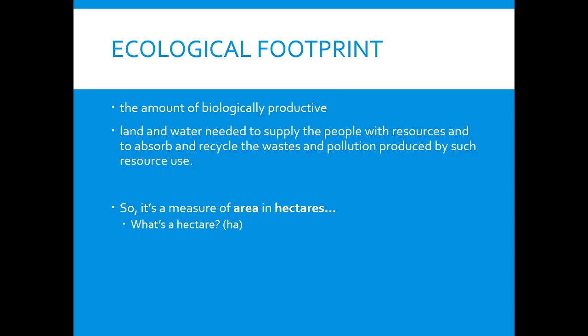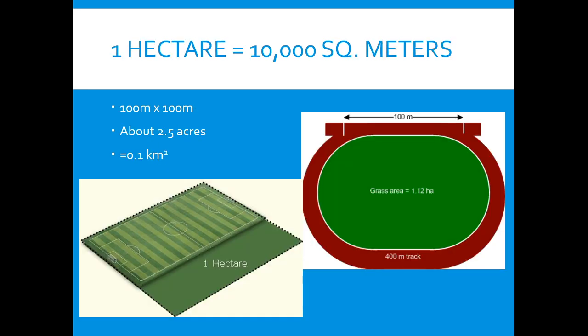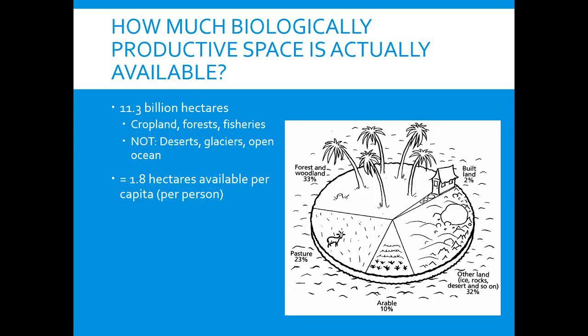You might not know what a hectare is, so let's talk about that. A hectare is 10,000 square meters. So 100 by 100 meters, or 2.5 acres, or a tenth of a square kilometer. You can imagine if you had a 400 meter track, the area inside of that would be just slightly bigger than 1 hectare. A soccer field plus another half of a soccer field would be a hectare.